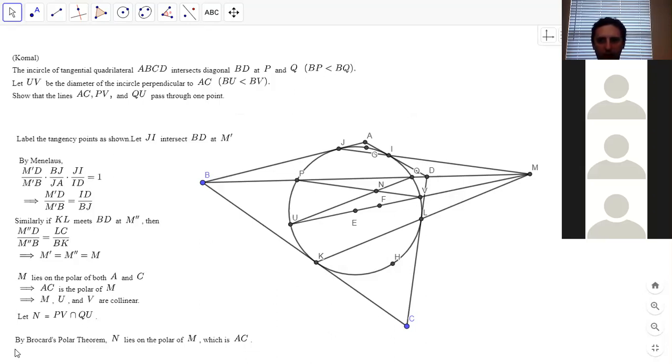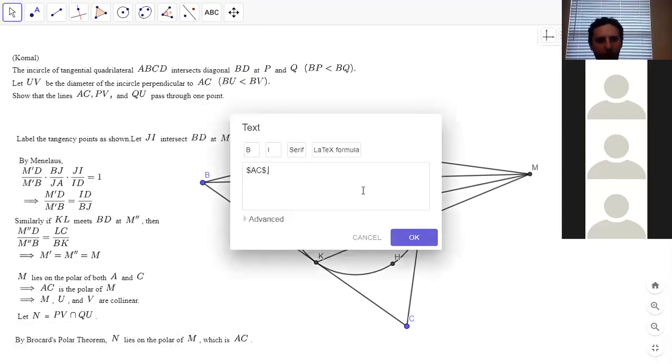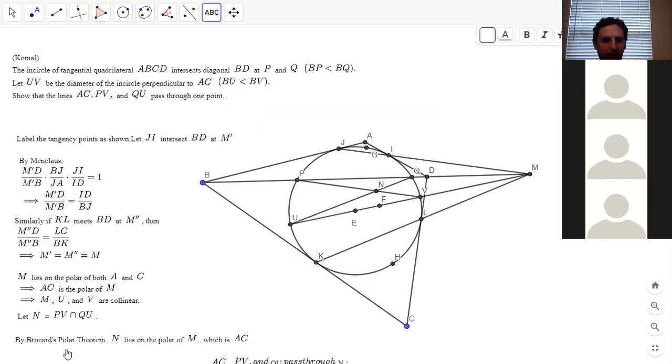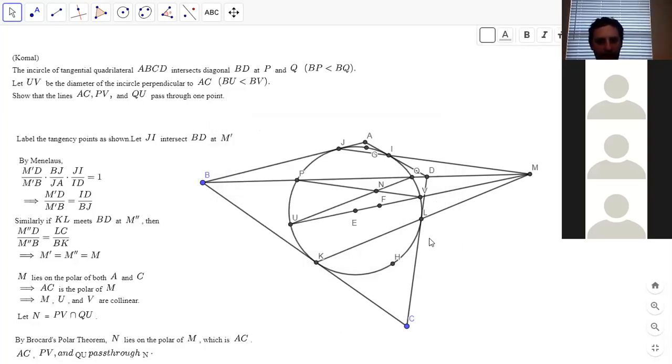All right. So we have about 2 more minutes. PV and QU pass through N. And yeah, I'm sure there was a way to, because anything that you could do with Menelaus, you could do with projective geometry. So there's probably a way where I could have avoided that. But still, it's interesting.